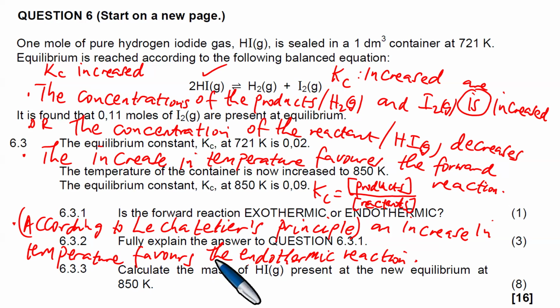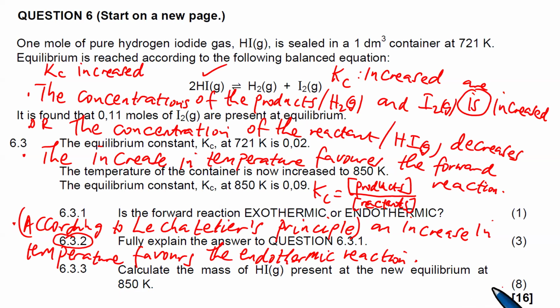Why? Because the endothermic reaction is a kind of reaction that requires heat to go on. So if you increase the temperature, then the reaction that absorbs the heat is what is favored. If it absorbs the heat, then it's able to go on, to proceed. Okay, let us continue. So all these things are the explanation to question 6.3.2. That is the question we're discussing. Okay, let us look at the next one.